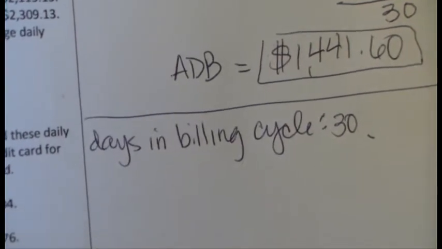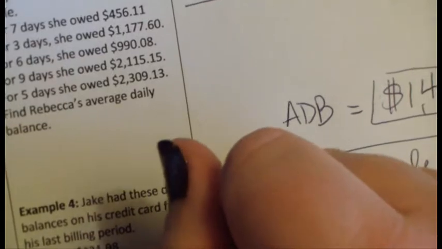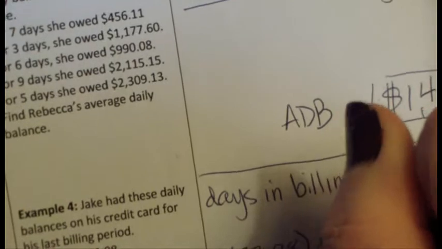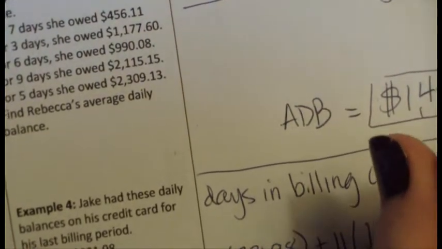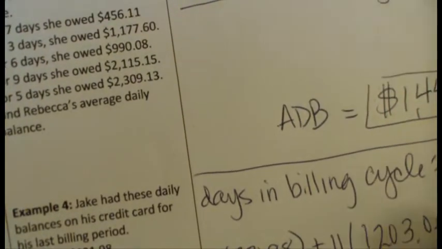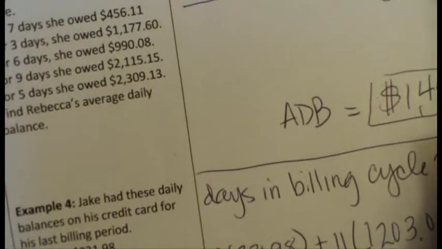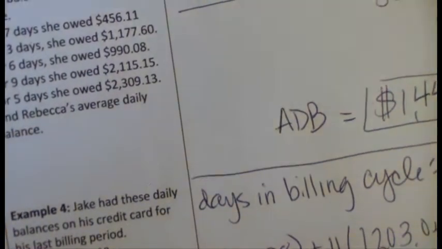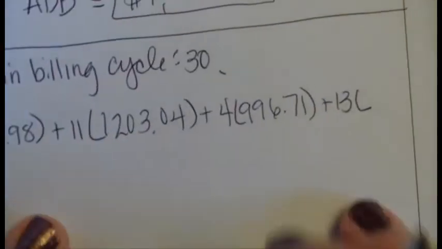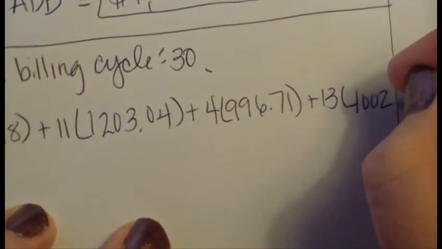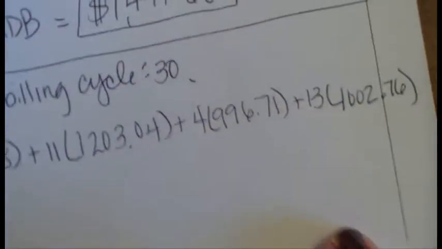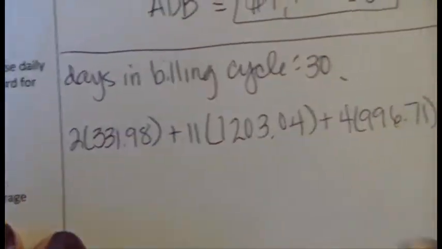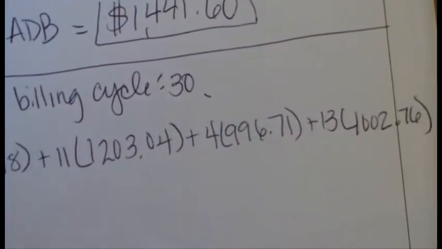So we're going to do the same thing we did last time. We've got 2 days at $331.98, plus 11 days at $1,203.04, plus 4 days at $996.71, and 13 days at $1,002.76. So let's figure out what that is on our calculator. I'll put that up there so you can copy it down as needed.